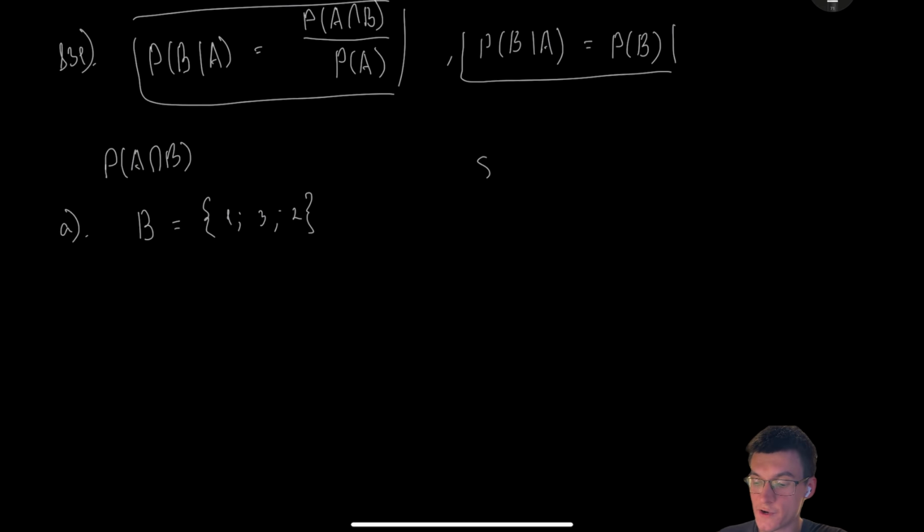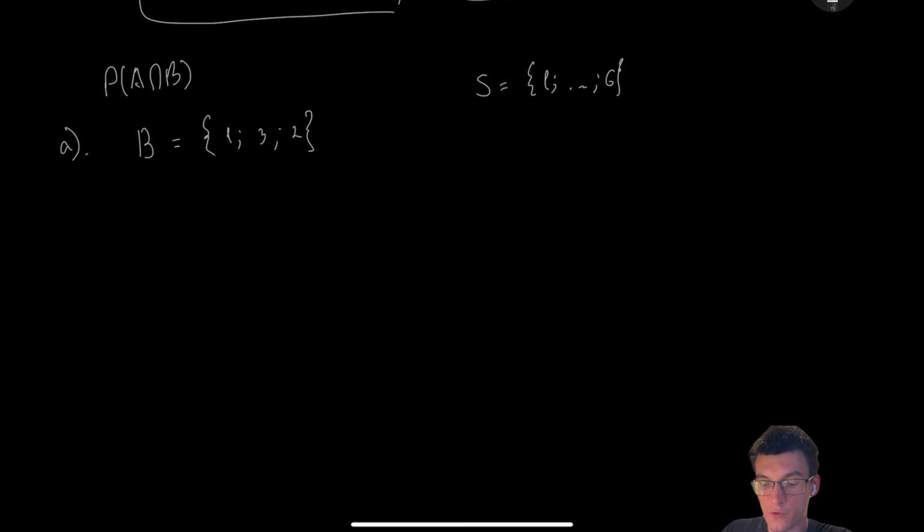The sample space here is the numbers from 1 until 6. Event B includes 3 possible outcomes, and therefore the probability of event B equals 3 over all possible outcomes of the sample space. Because we have 6 members of the sample space, 6 possible outcomes, this equals 1 over 2. So in the first case, there is a 50% chance of rolling a number that's less than 4.